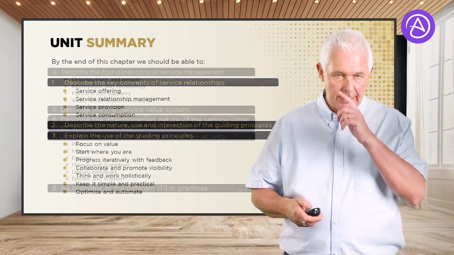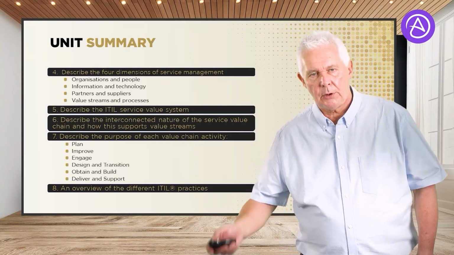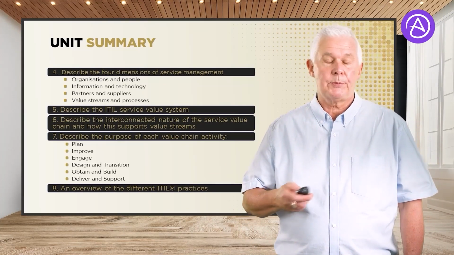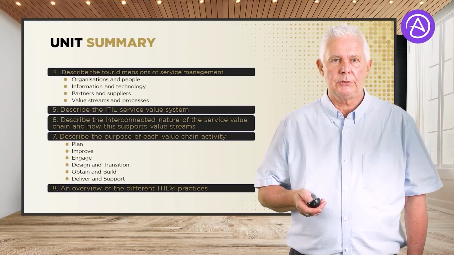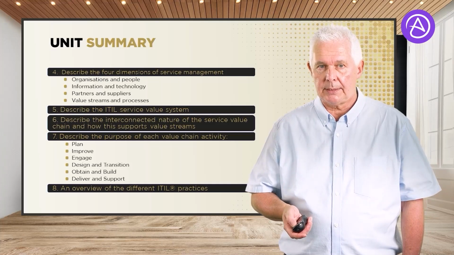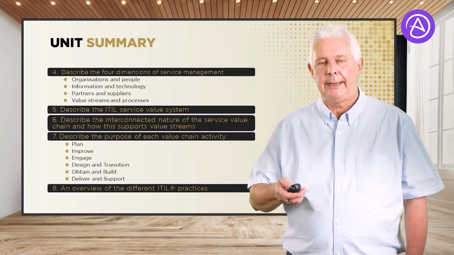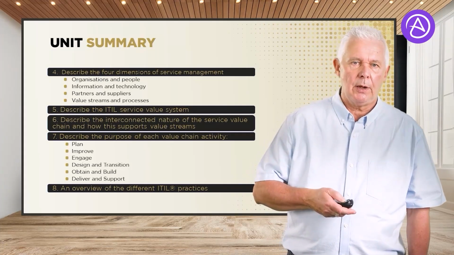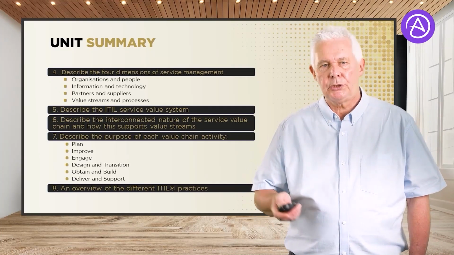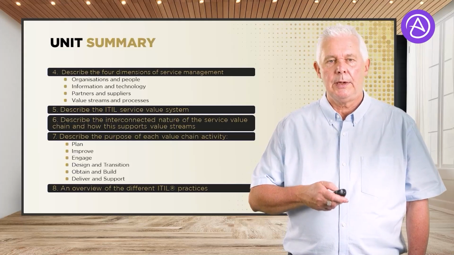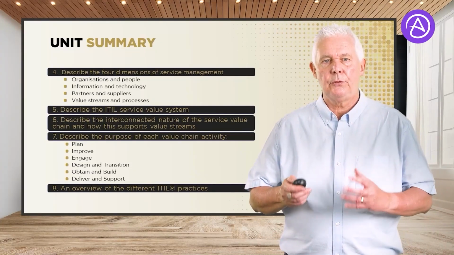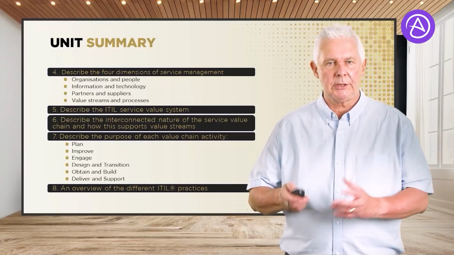We looked at the 4 dimensions of service management. Again, going back to this big picture, thinking holistically. We used that example of perhaps bringing in a new service management tool. So what are the organisation and people perspectives? What's the information and technology perspective? What partner and supplier impacts might there be? And what does it mean to our value streams and processes? So again, to think of these dimensions whenever we're looking to create something new, whenever we're looking to change something, whenever we're looking to remove something, we should consider these 4 dimensions and not sort of unconsciously forget or miss things out.